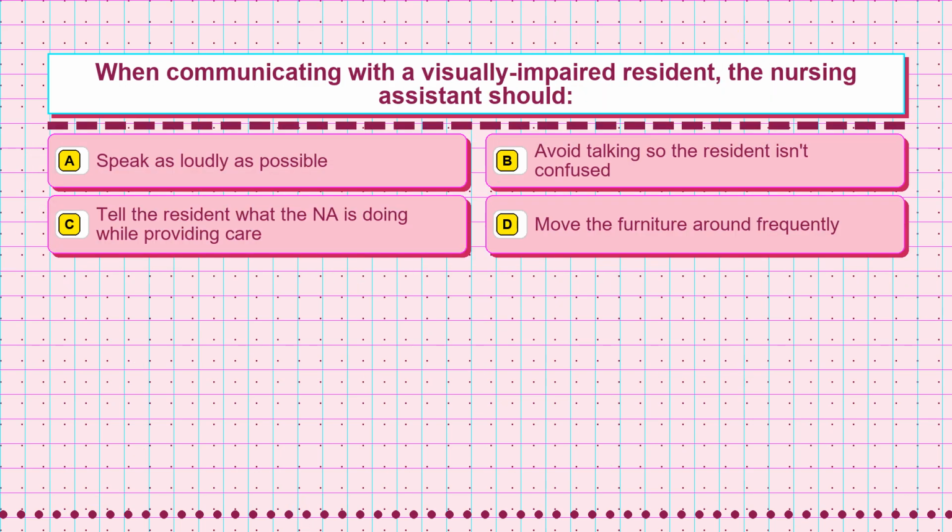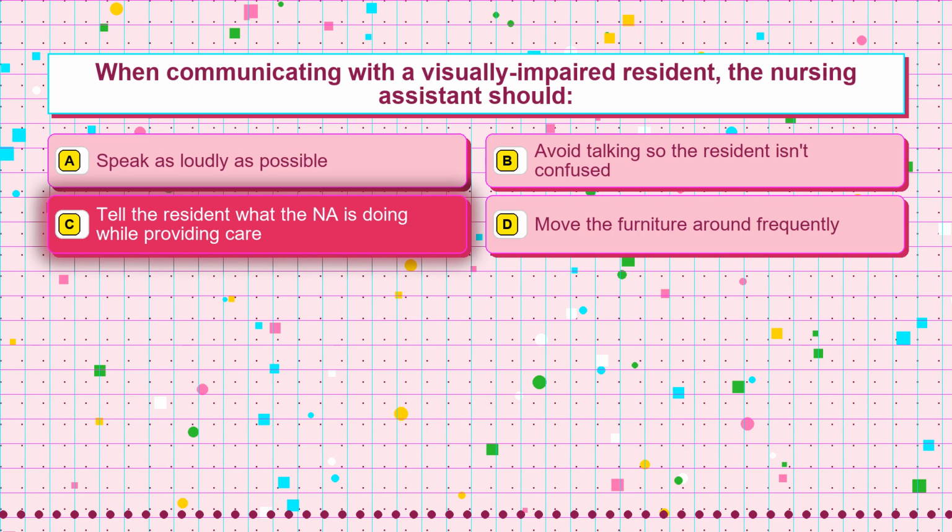Question 7. When communicating with a visually impaired resident, the nursing assistant should: Option A. Speak as loudly as possible. Option B. Avoid talking so the resident isn't confused. Option C. Tell the resident what the NNAAP is doing while providing care. Option D. Move the furniture around frequently.